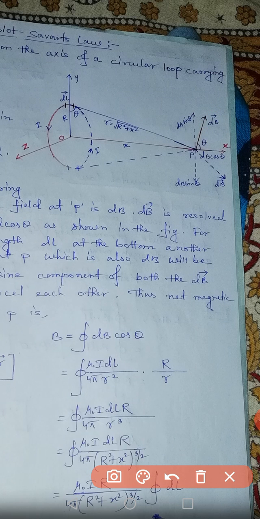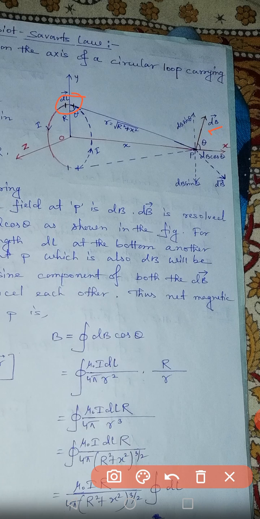dB is resolved into two components because it is a vector: dB sin theta and dB cos theta. This side is cos theta, this side is sin theta. And since this angle is theta, then this angle will also be theta, by the principle that the angle between two lines is equal to the angle between their perpendiculars. You got this concept many times. Okay, so this is theta. Now for this dl length we got dB, and we resolved it into two parts, sin theta and cos theta components.